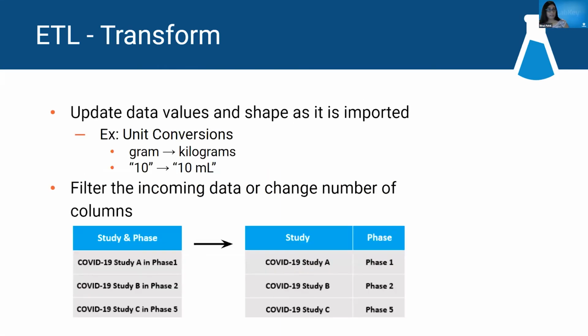Another ETL feature is transform, the T part of the ETL. What that allows us to do is update data values and shape as it is being imported into LabKey. For example, you can do unit conversions. You can also filter the incoming data or change the number of columns. For example, if you have columns such as study and phase, but you would like to store them separately in LabKey, you can filter or aggregate that data for later use.